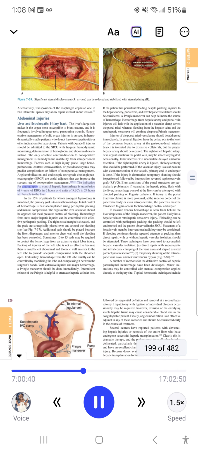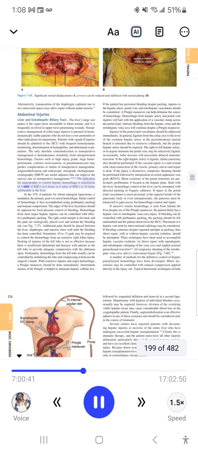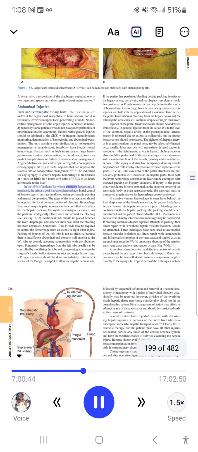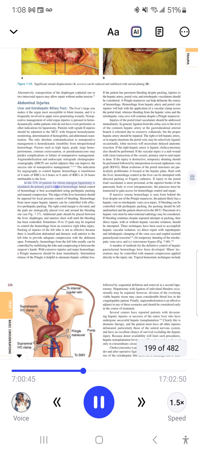113, 114. The indication for angiography to control a hepatic hemorrhage is transfusion of 4 units of RBCs in 6 hours or 6 units of RBCs in 24 hours attributable to the liver. In the 15% of patients for whom emergent laparotomy is mandated, the primary goal is to arrest hemorrhage.